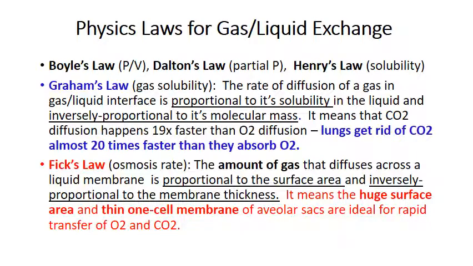because of the difference in solubility and molecular mass. Now, Fick's law also describes the osmosis rate, or the rate of diffusion, and it says the amount of gas that diffuses across the liquid membrane is proportional to the surface area and inversely proportional to the membrane thickness. Now, if you recall, we talked about the alveoli as having an extremely large surface area because of the vast number of them, but also having a very thin monocellular layer of membrane. And that means that they are optimized for Fick's law to get the most amount of gas into and out of the bloodstream.